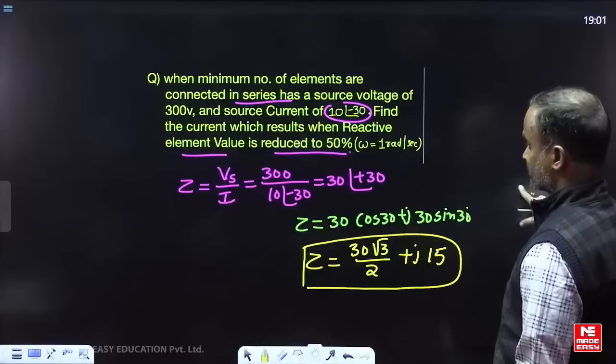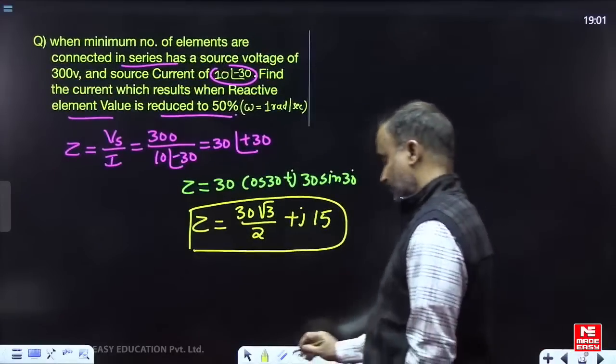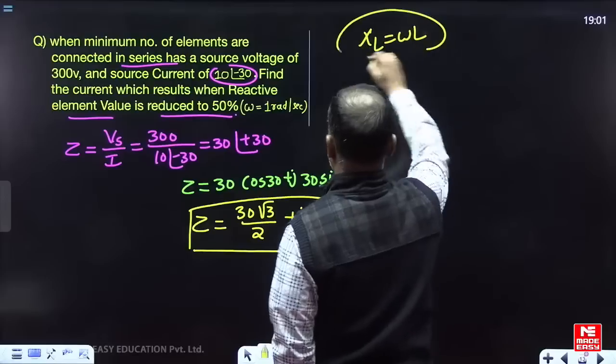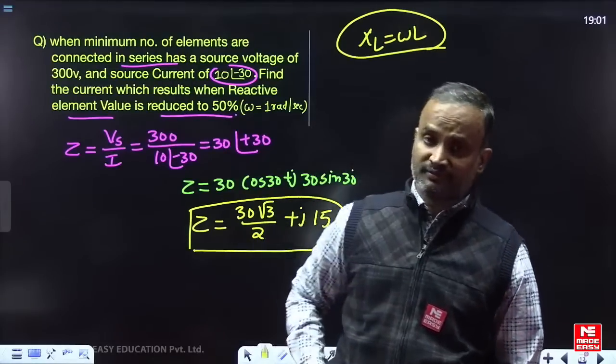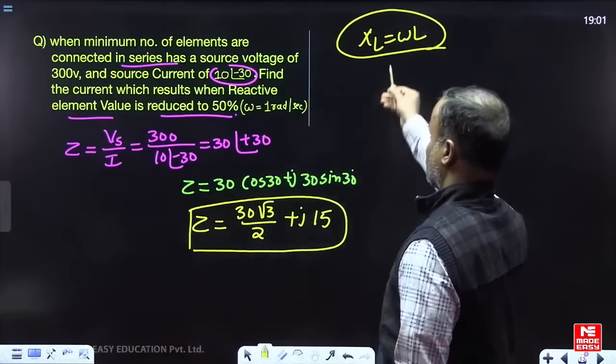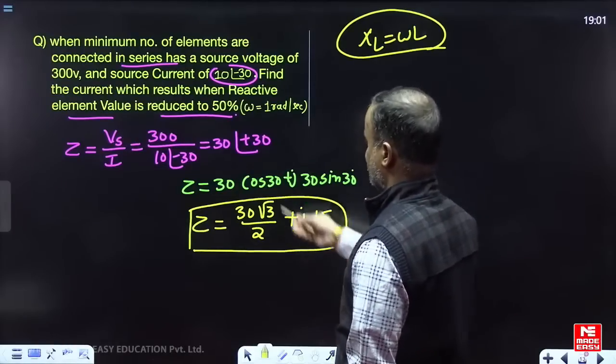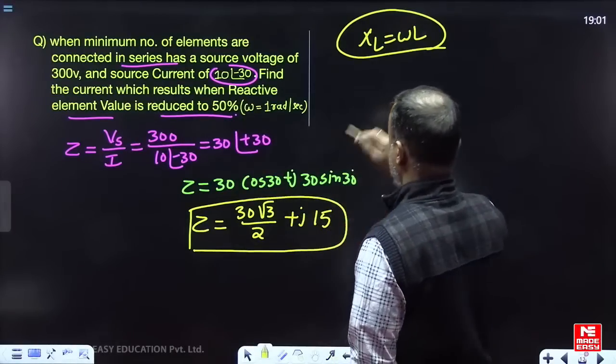And in the question, one statement is mentioned: what is omega equal to? 1. But the formula is XL equal to omega L. Here what is omega equal to how much? 1. Omega is 1. Now in the question you mentioned that the reactive element becomes 50%.